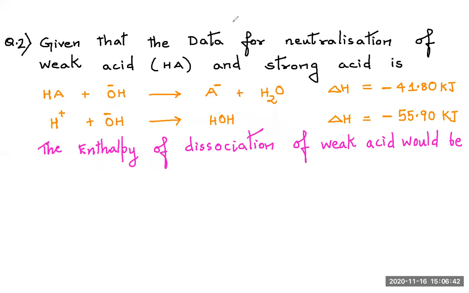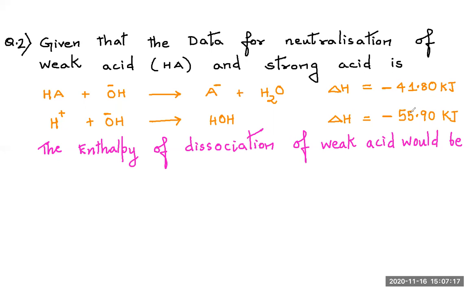Okay, now this next question. Question number 2 is saying, given the data for neutralization of a weak acid HA and a strong acid. The weak acid HA combines with hydroxyl ion to give A minus and water, where the change in enthalpy is 41.80 kilojoule evolved. And similarly, when a proton reacts with hydroxyl ions, we get a molecule of water, and delta H is 55.90 kilojoule evolved.